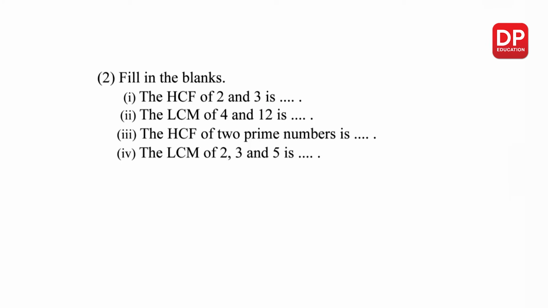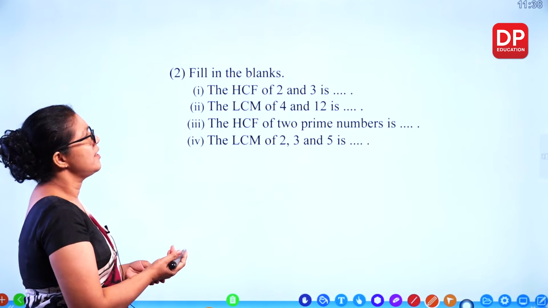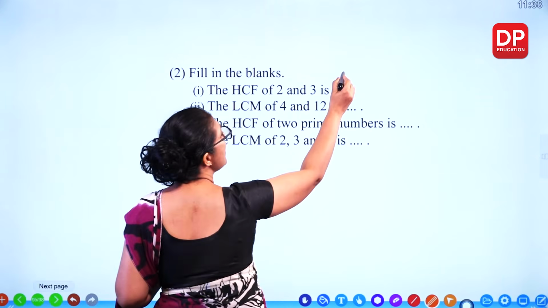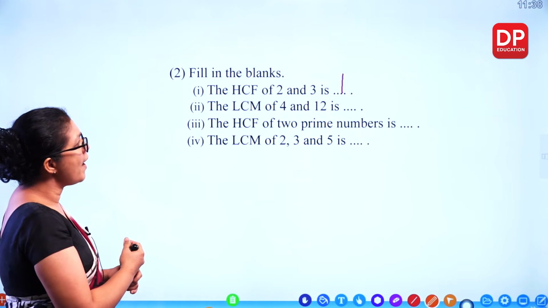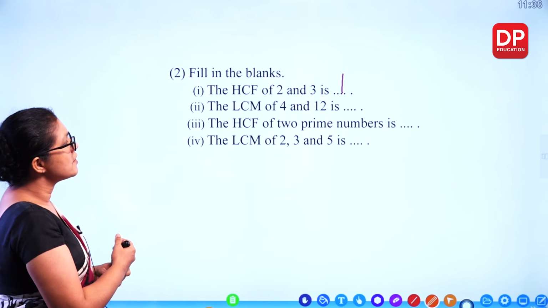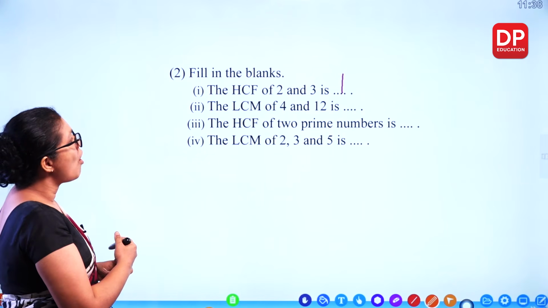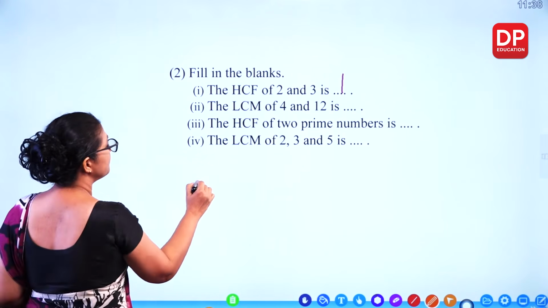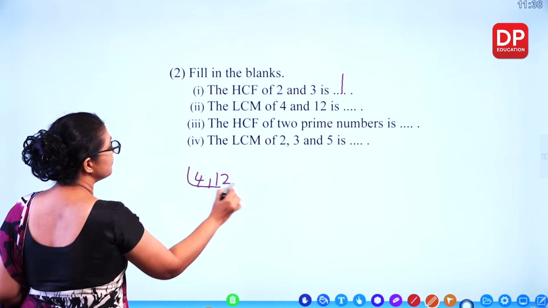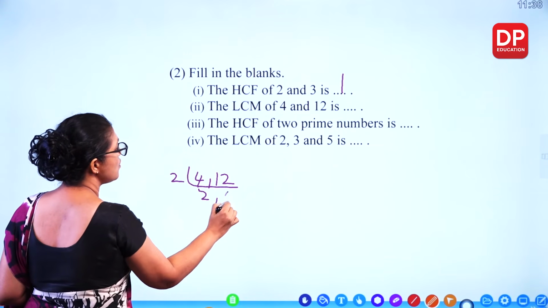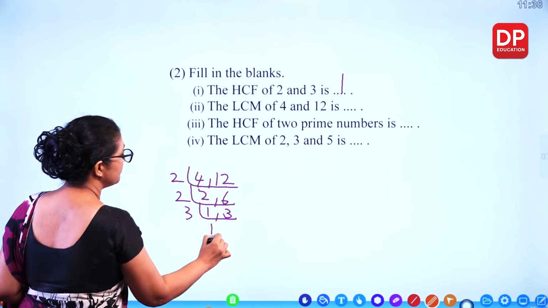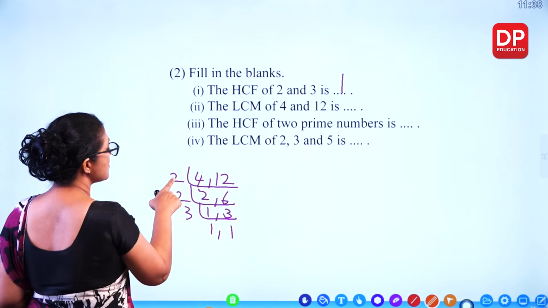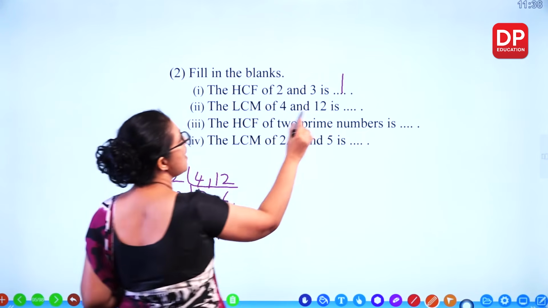Fill in the blanks. The highest common factor of 2 and 3. What's the highest common factor? There's no common factor. So we write only 1. The lowest common multiple of 4 and 12. You can find out. 3 times 2, 6. 6 times 2, 12. That's the highest number.